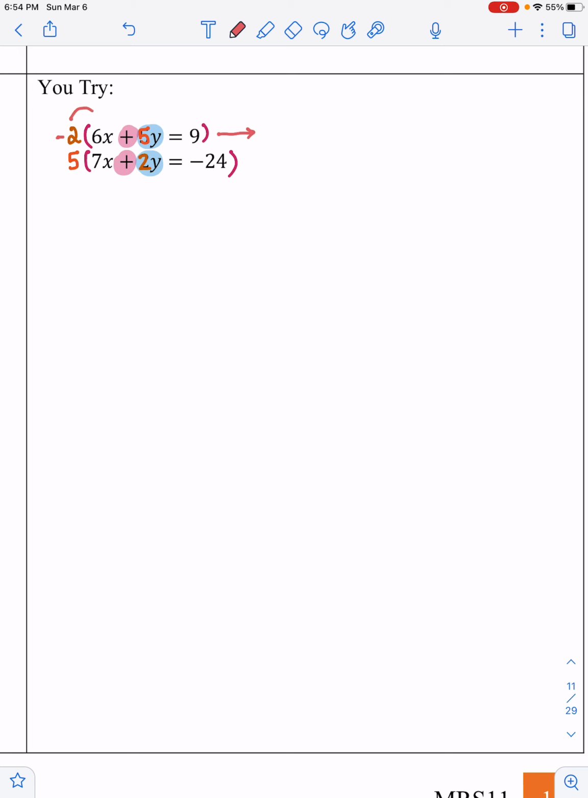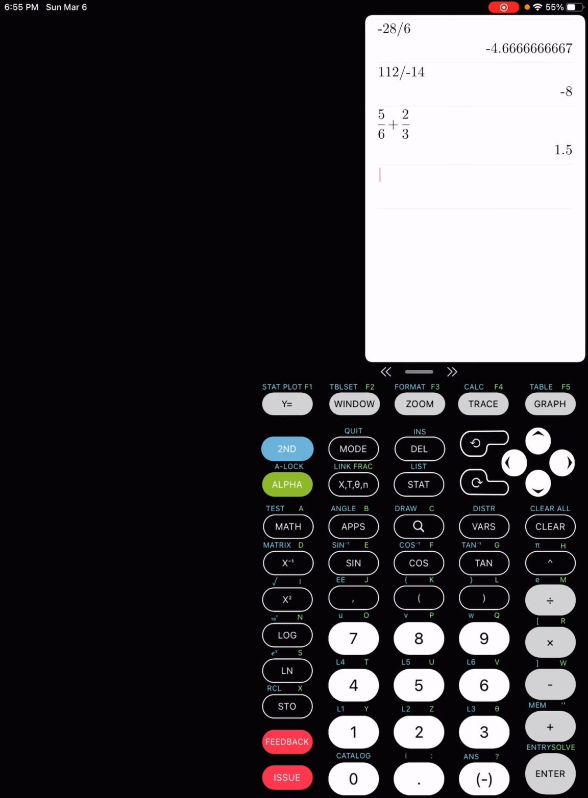All right, let's go ahead and distribute. This becomes negative 12x. Negative 2 times 5y is plus 10y. Equals negative 2 times 9, which is negative 18. Let's distribute the 5 on the bottom. 5 times 7x is 35x. 5 times 2y is positive 10y. And 5 times negative 24, I don't even know what that is. Let's take out my calculator. I believe it's negative 120. Yes, negative 120.